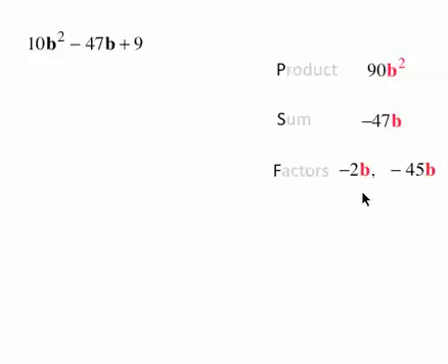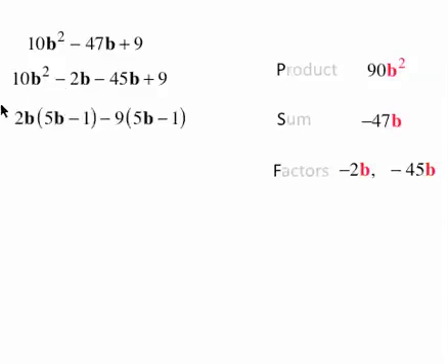All right, so next thing, I'm going to replace the negative 47b by negative 2b and negative 45b. Okay, there we go. So once we've replaced it, then we're going to group the factors. So we're going to look for the common factor in the first two terms. And that is 2b: 2b goes into 10b squared and 2b goes into 2b. So we pull out the 2b and we're left with 5b minus 1.